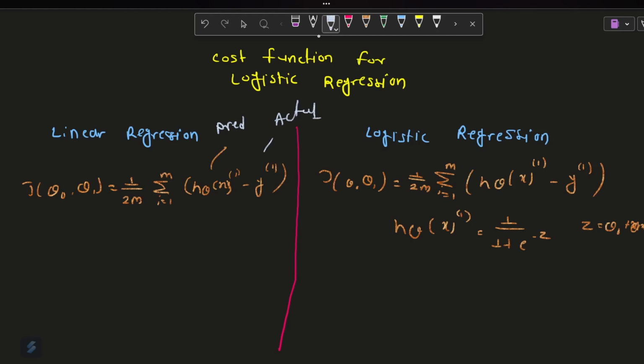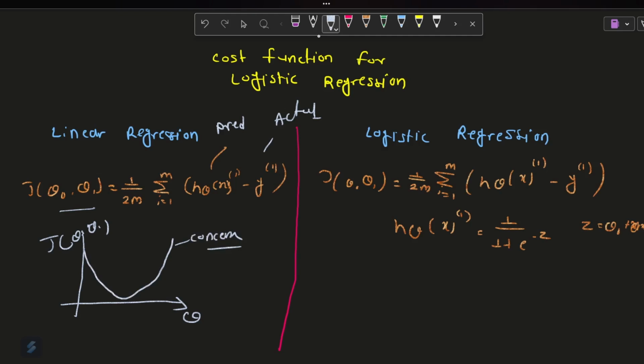In that case, when you draw that cost function with respect to theta 0 and theta 1, the graph looks like a convex function. This is a convex graph, and this will be the global minima. But in logistic regression, the cost function is not a convex function. Basically, this curve is non-convex.